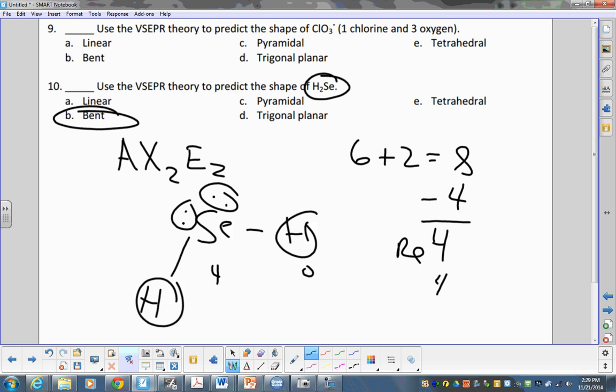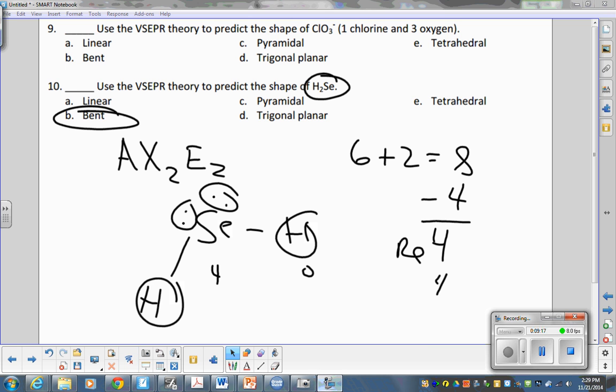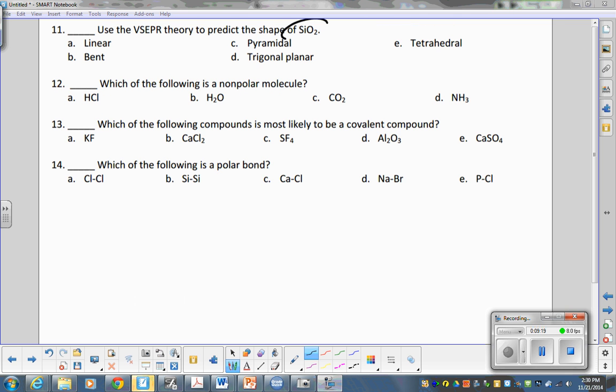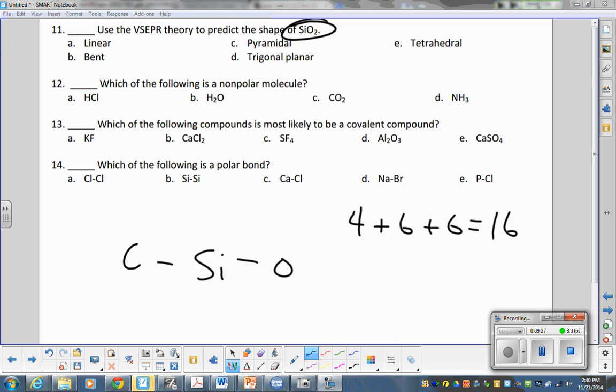And there you go. Next one, SiO2. Si has 4, O is 6, and 6. I get a total of 16 valence electrons. I go Si, line O, line O. It's going to be -4. I'm going to get 12 remaining electrons.